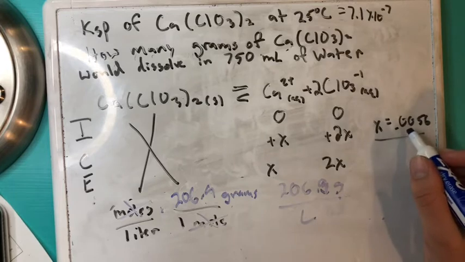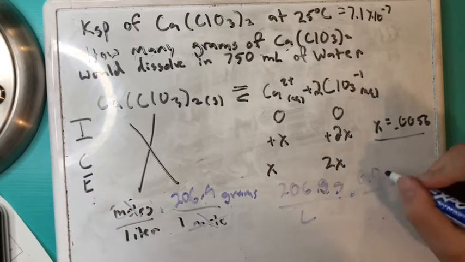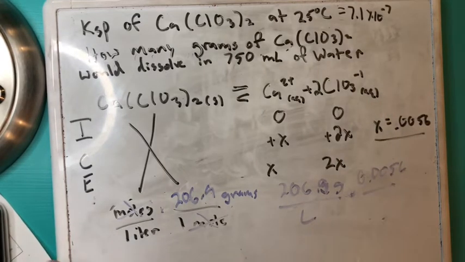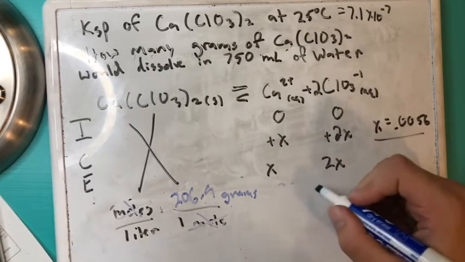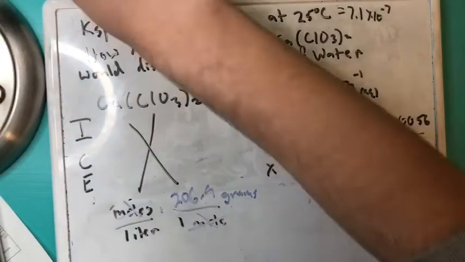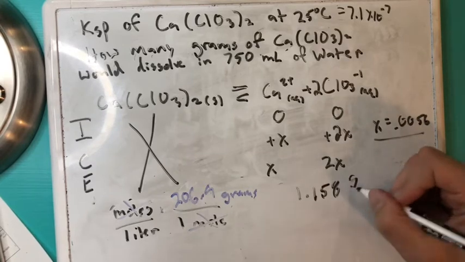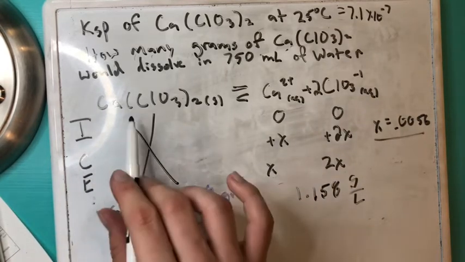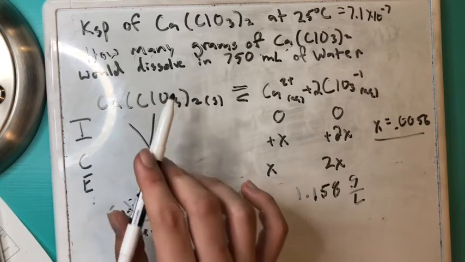But our molarity was only 0.0056, so we do this times 0.0056, which gives us 1.158. God, my markers are going bad on me. I'm sorry. So what this number is, grams per liter, is how many grams the calcium chlorate lost per every liter of water it is dissolved in.